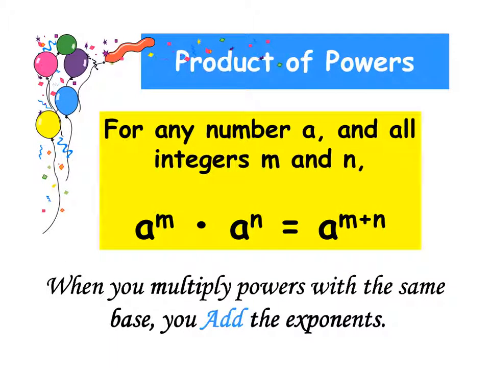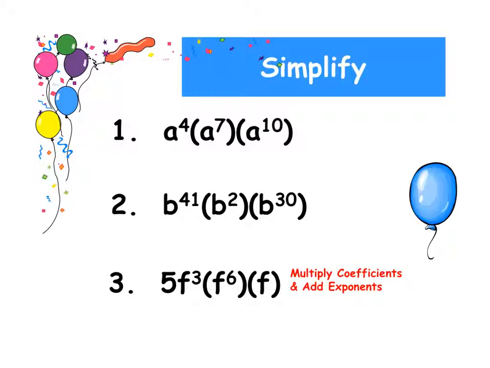Alright, this is the product rule for exponents. If you have any number a and they have exponents of m and n, as long as they have the same base, with multiplication you rewrite the base and you add the exponents. Alright, so here are some examples.